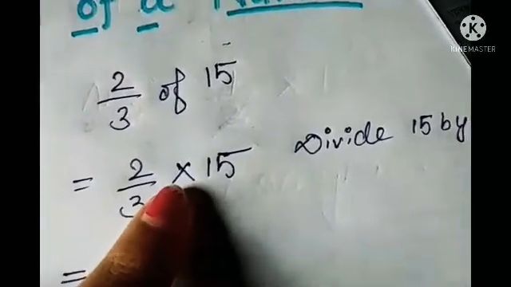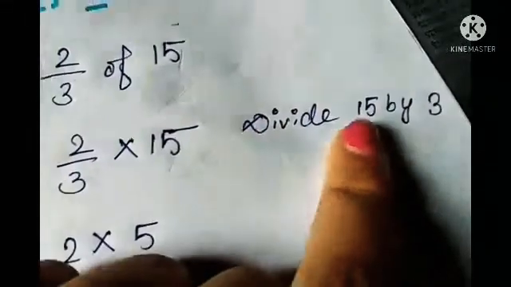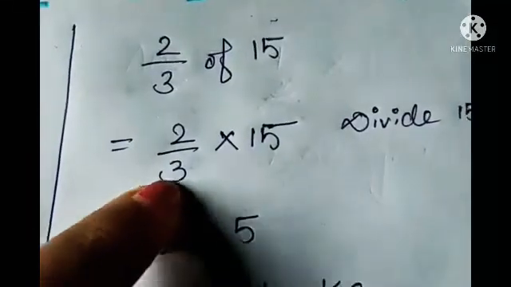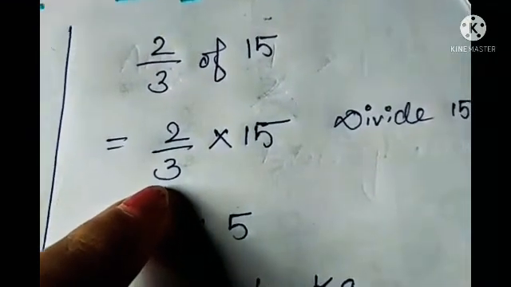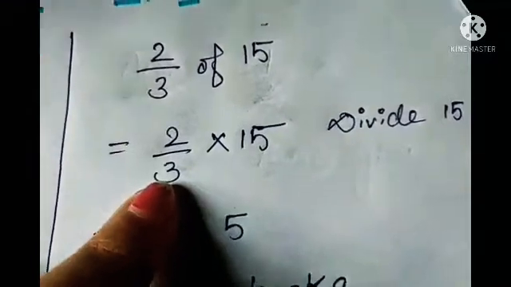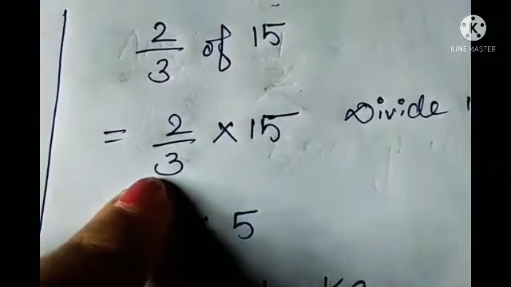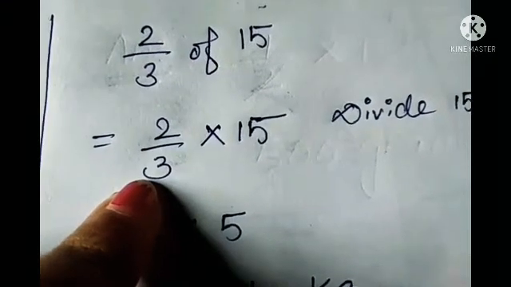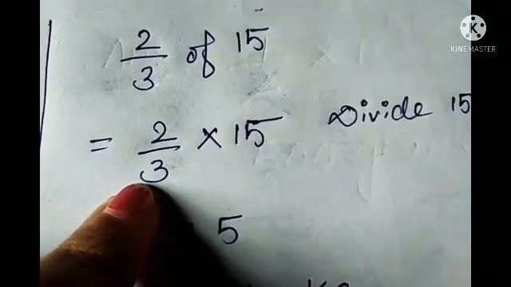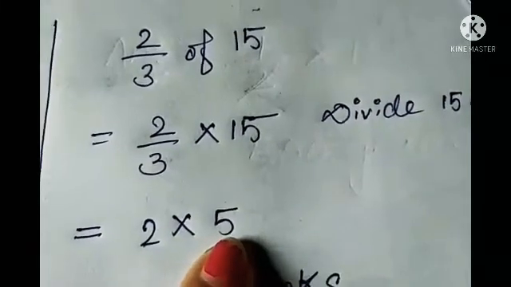Okay students, now the step to solve this: you have to divide 15 by 3 because the denominator is 3. So that's why you have to divide this number with this. You know that 15 is divisible by 3. Yes, 15 is divisible by 3. If we divide them, we'll get 5 because 5 3s are 15.